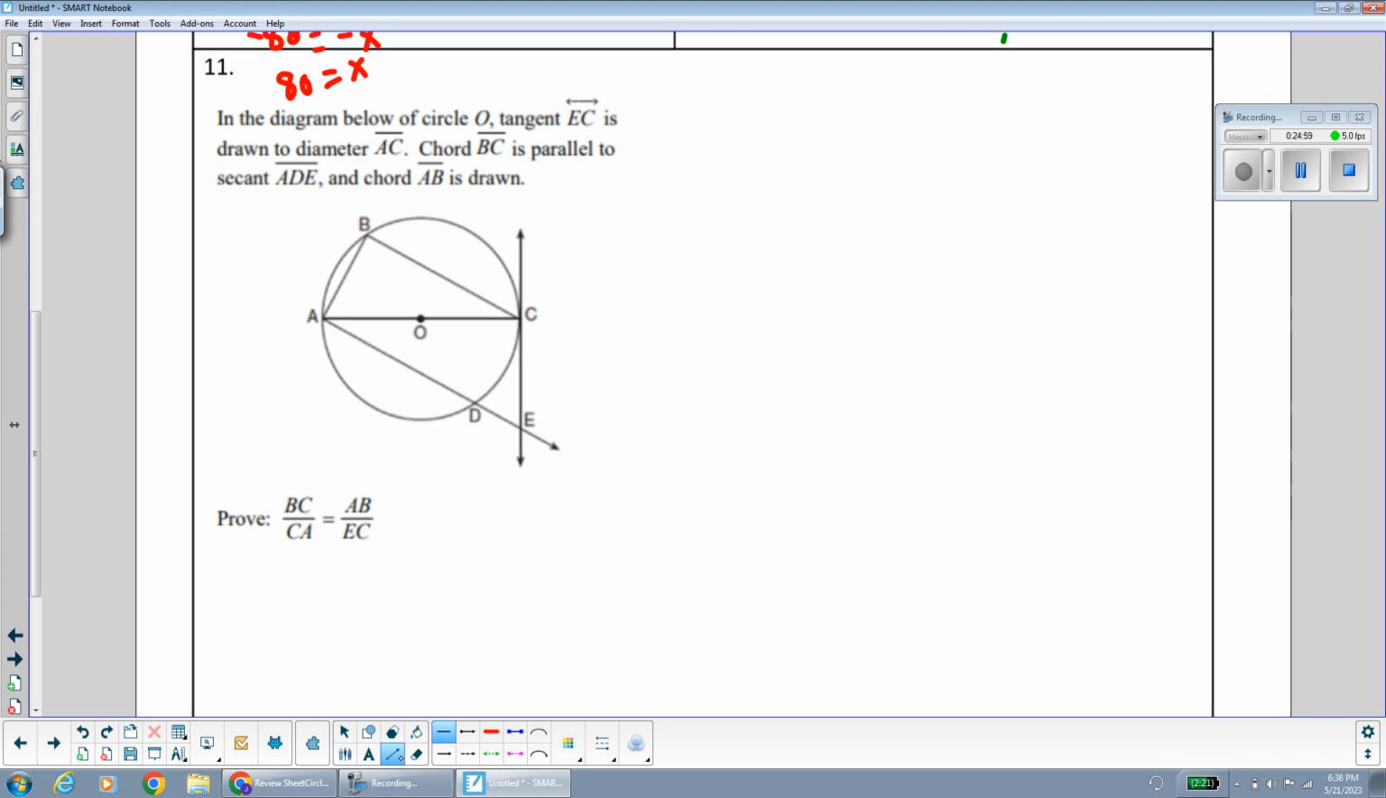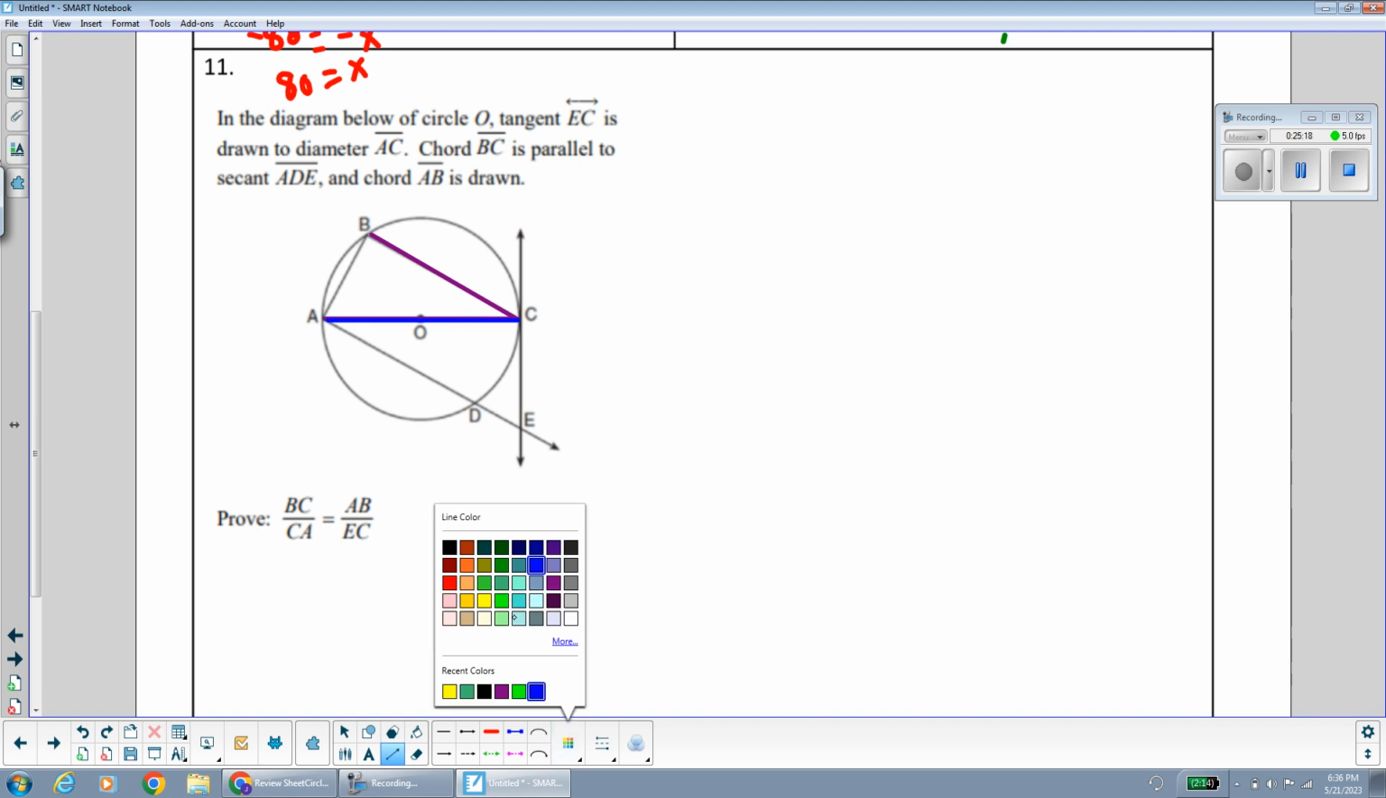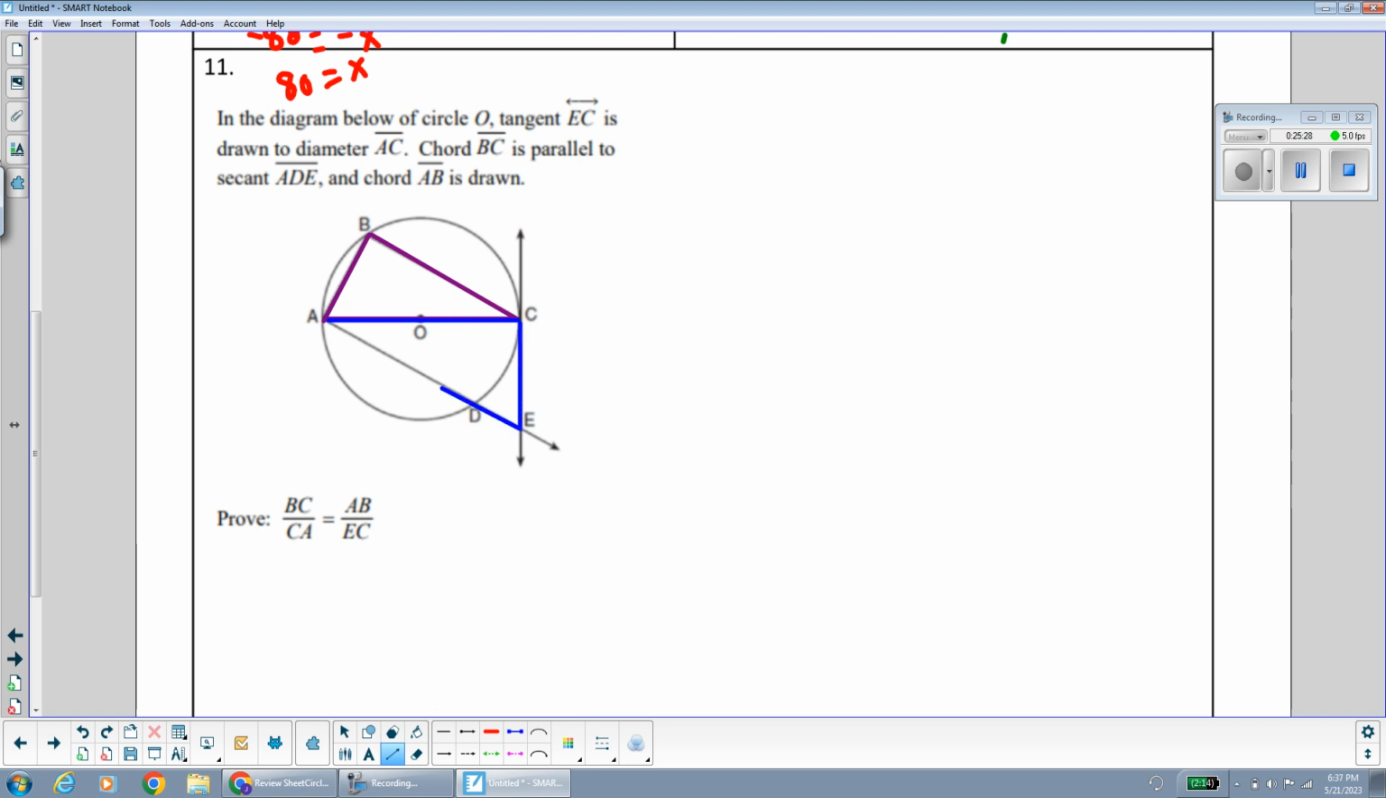So BC, I just want to highlight the different segments. So BC is here. CA is here. And AB is right here. We do it in 2 colors. EC is on the other triangle, so let me use another color. And here's the other side of it. So here are 2 triangles that we're focusing on based on our proof statement.